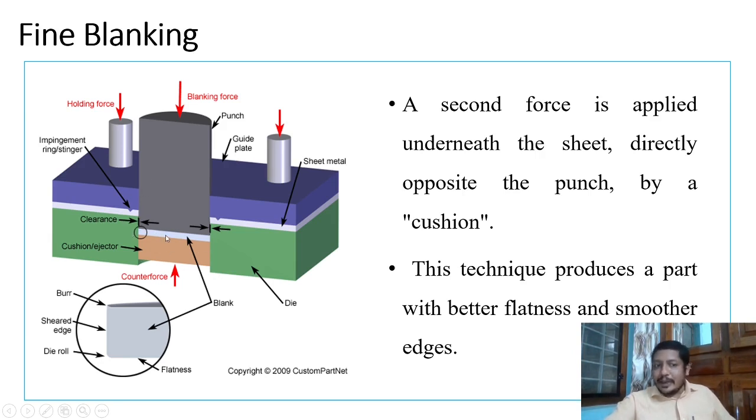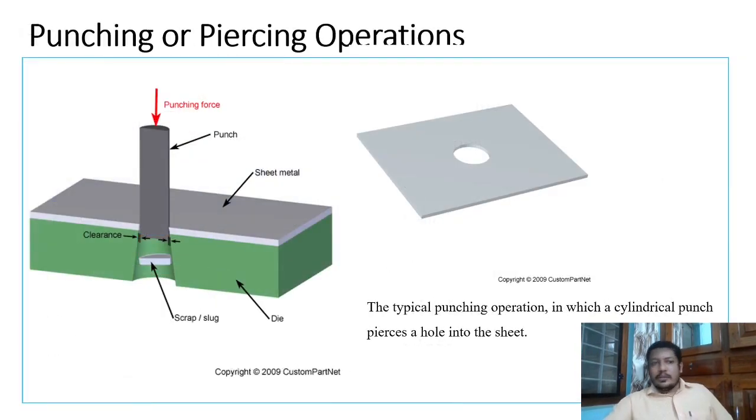The blank will be taken out. So that is what is happening in almost every sheet metal operation. Now the next set of cutting operations is called punching or piercing, which I have already told you. Now a hole is cut on a sheet.